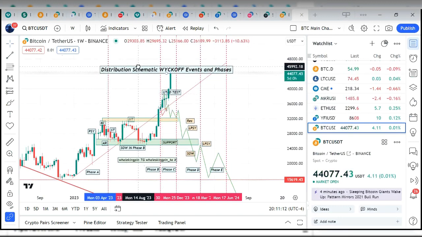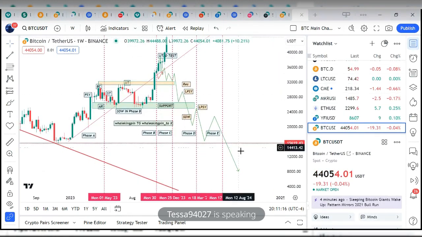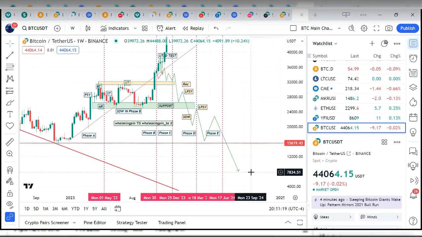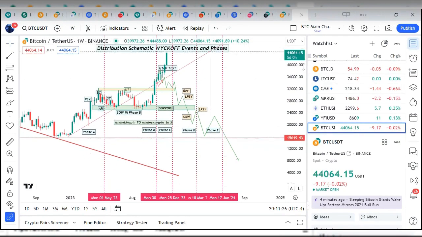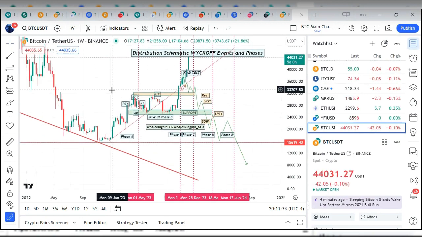If this chart already plays off, that is the target for this chart, 7,800. So don't let nobody fool your head and say that Bitcoin, as a trader, you need to look at everything from the other side, the bull side, the bear side, the two sides of the story. And you need to look inside the box, outside the box, around the box, on top of the box too.